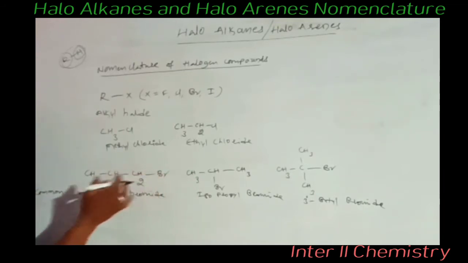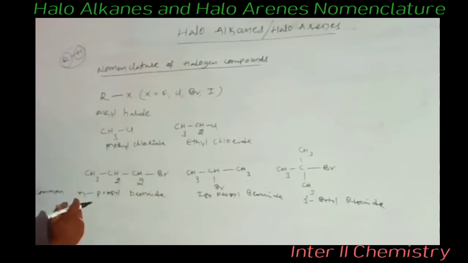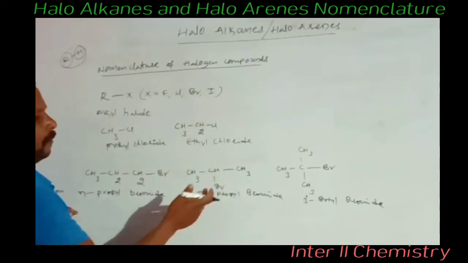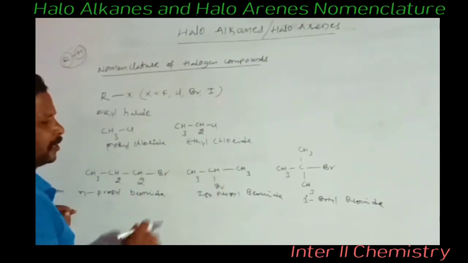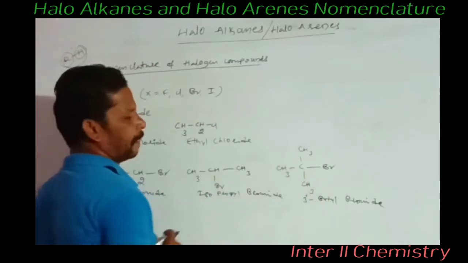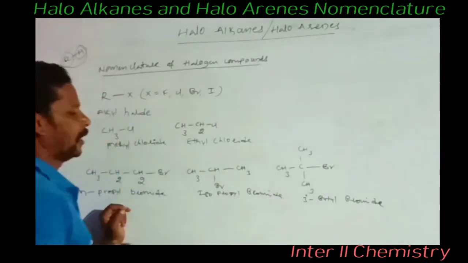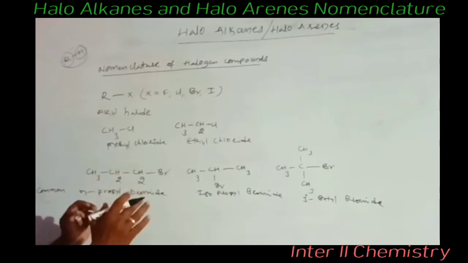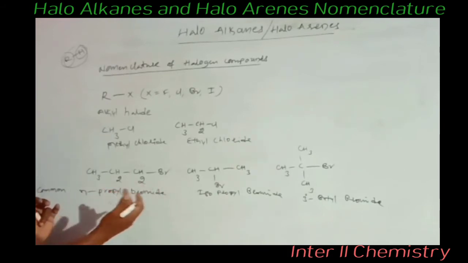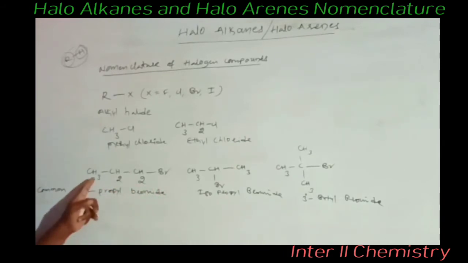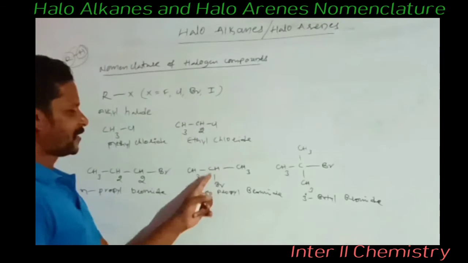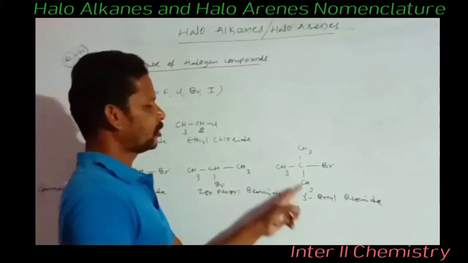If the halogen atom is attached to a primary carbon, it is called normal propyl. If it is attached to a secondary carbon, it is called iso. If it is tertiary, it is called tertiary butyl. So normal and iso are prefixes that we add. This can also be written as primary propyl bromide, this is secondary propyl bromide, and this is tertiary butyl bromide.